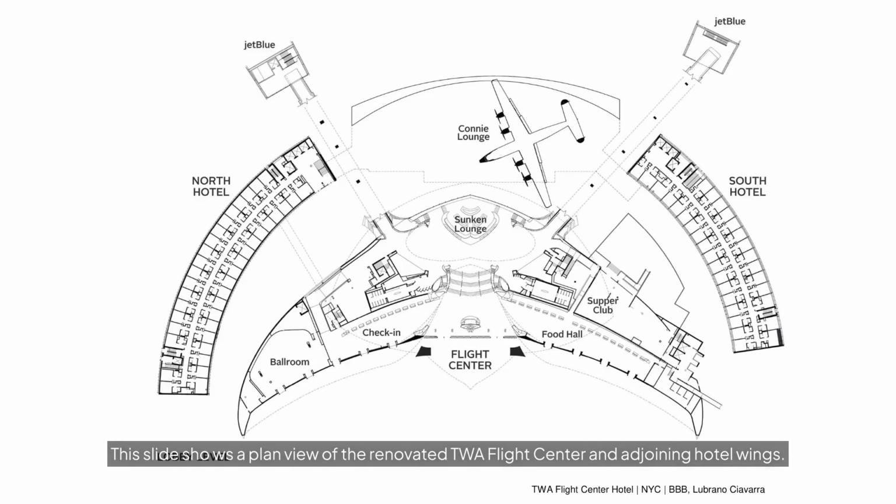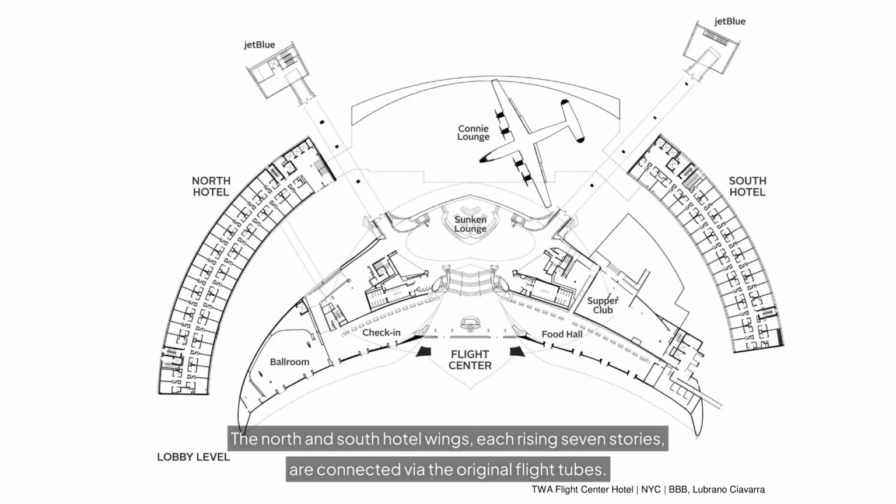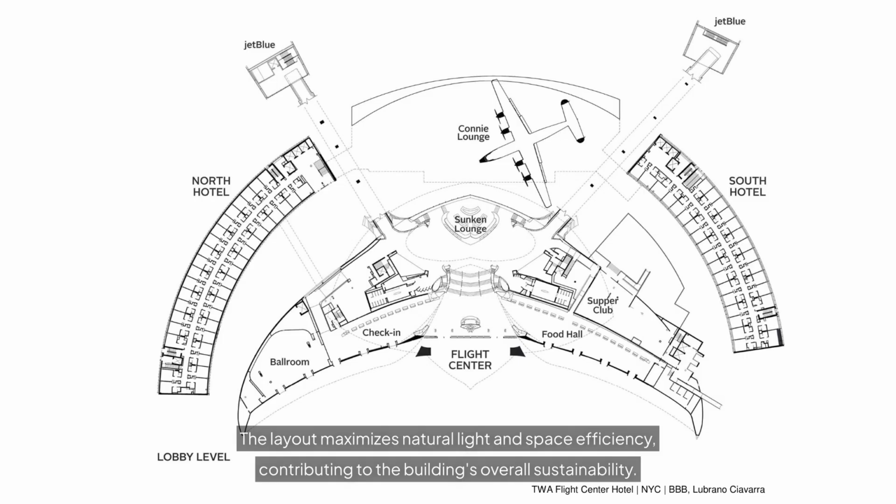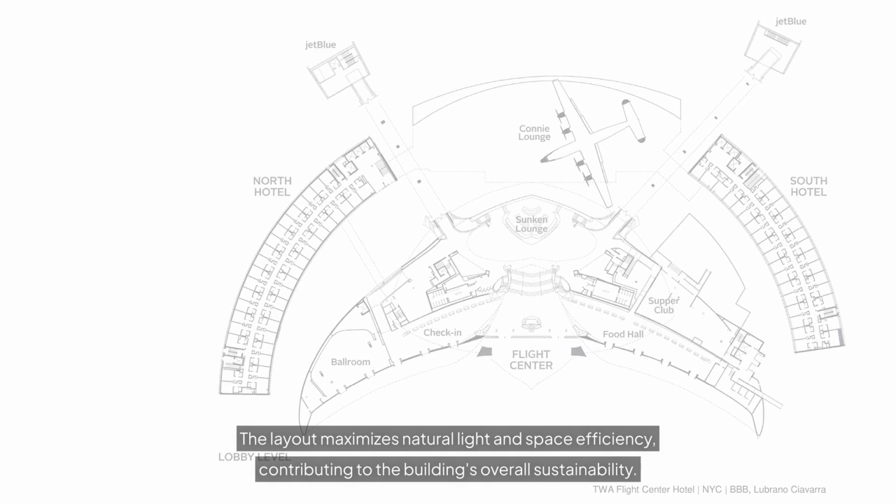This slide shows a plan view of the renovated TWA Flight Center and adjoining hotel wings. The restored flight center now functions as the central hotel lobby, featuring the check-in counters, sunken lounge, Connie Lounge, and connections to a food hall and supper club. The North and South hotel wings, each rising 7 stories, are connected via the original flight tubes. Together, they house a total of 512 guest rooms, about 256 rooms per wing. The layout maximizes natural light and space efficiency, contributing to the building's overall sustainability.